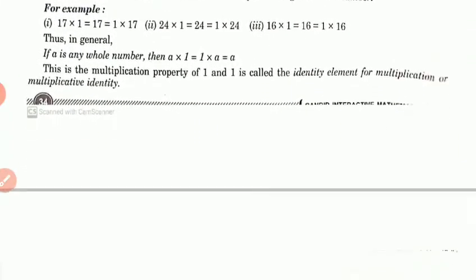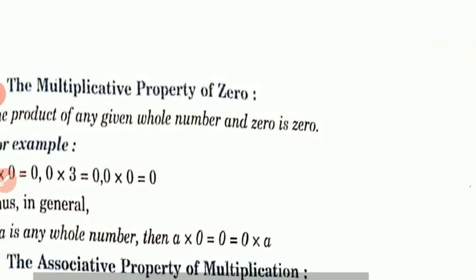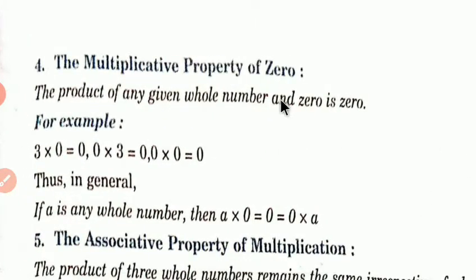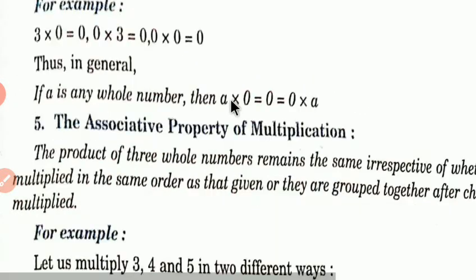Then the fourth property, the multiplicative property of 0. Property of 0 means the product of any whole number and 0 is 0. If you multiply any whole number by 0, the answer is 0 itself. So 3 into 0 is equal to 0, or 0 into 3 is also 0. Generally we can say that if A is any whole number, then A multiplied by 0 is equal to 0, or we can write it as 0 into A. So the multiplicative property of 0 means the product of any given whole number and 0 is 0.